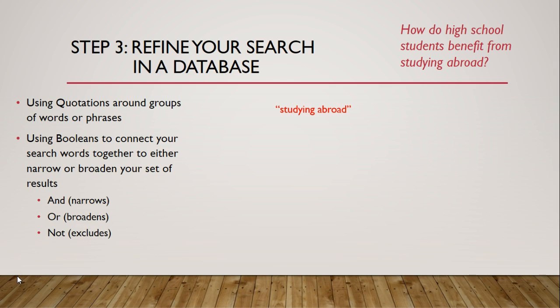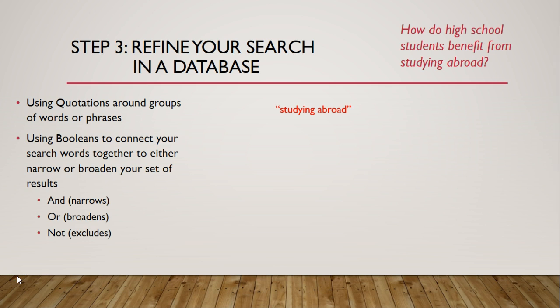The first way that we could refine our search within a database is by using quotations around groups of words or phrases. If we take studying abroad from our research question and we put quotations around it, what that is telling the database is to search for studying abroad, these two words next to each other throughout the text. If the quotes were not there, the database is going to search for studying and abroad, but those words don't necessarily need to be next to each other. We could probably agree that with quotes, studying abroad has more meaning and more influence on the quality of resources that we get throughout our search.